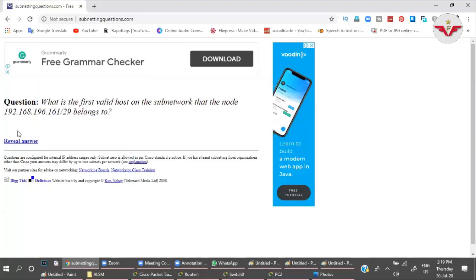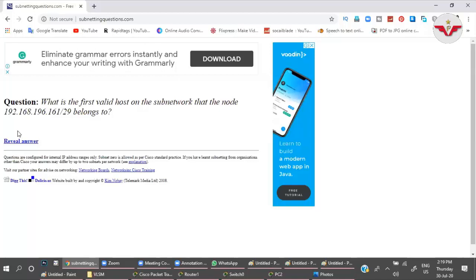Yes, Karthik, you are right. 161 to 167. Yes, you are also right. No, if you are saying that is the valid host range, that is wrong. The network range would be from 160 to 167. The valid host range would be from 161 to 166.